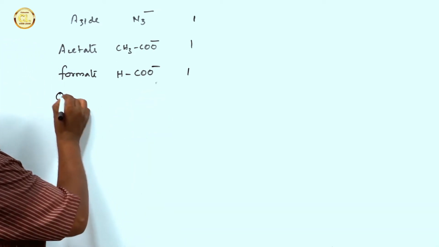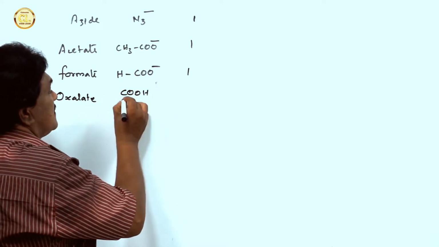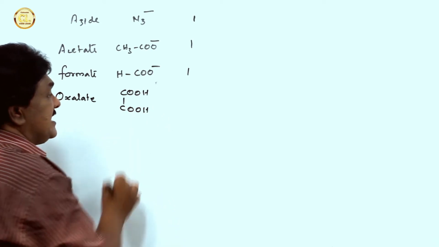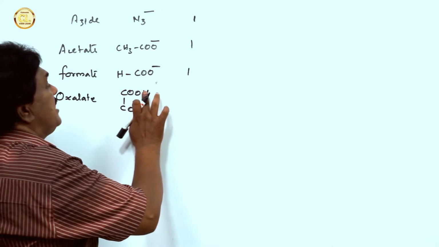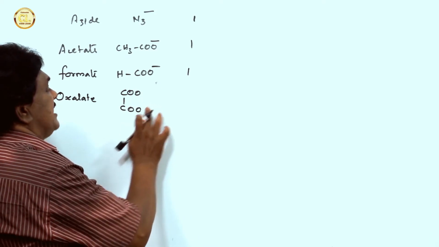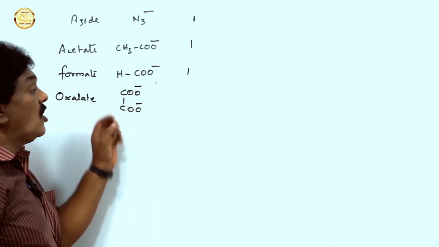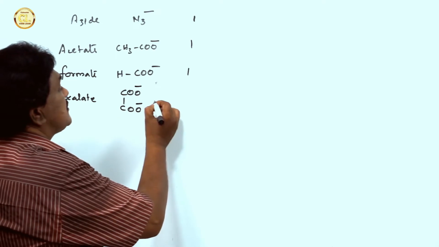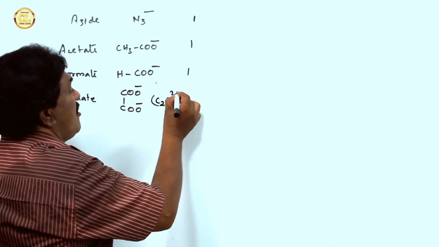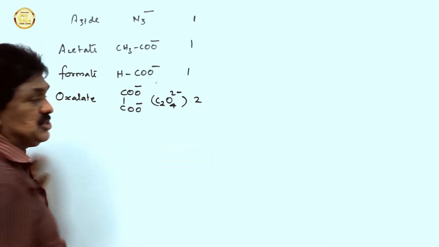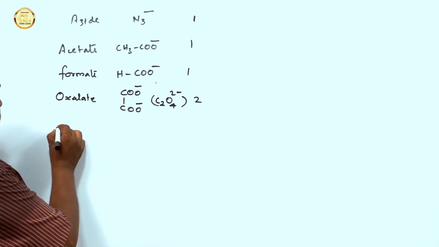Now, oxalate ion. You know that HOOC-COOH is a dicarboxylic acid. It is the simplest dicarboxylic acid. If 2 hydrogen atoms are removed, we get a doubly negatively charged ion called oxalate. Its formula is C2O4 2 minus. This ion is called oxalate. Its valency is 2.